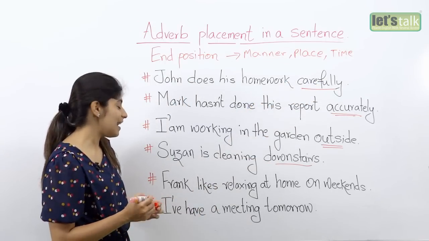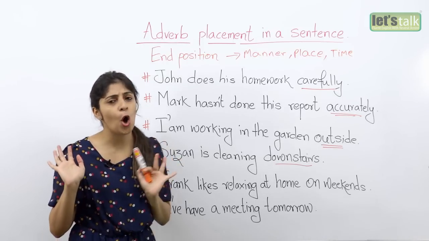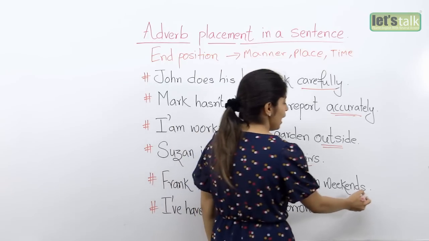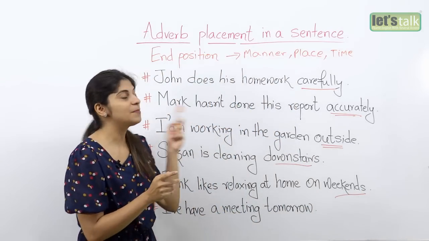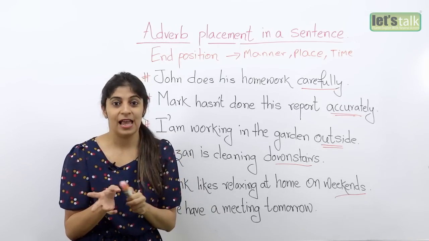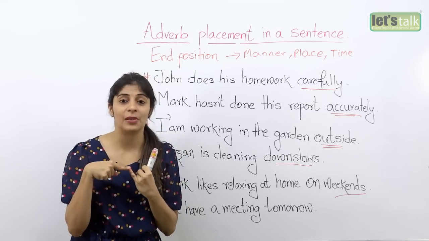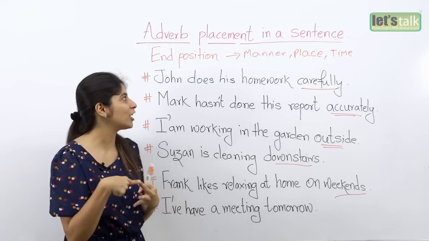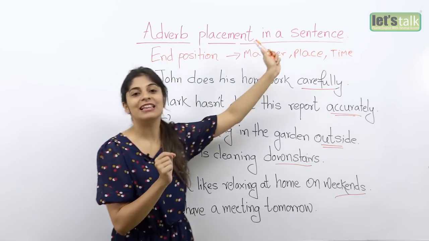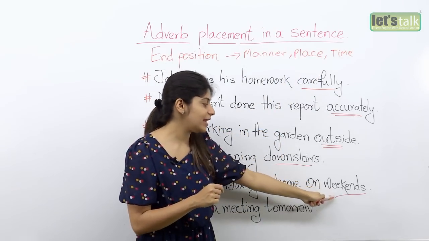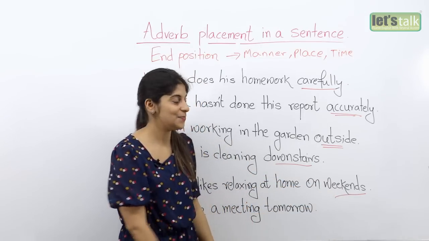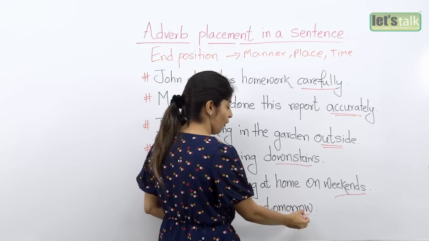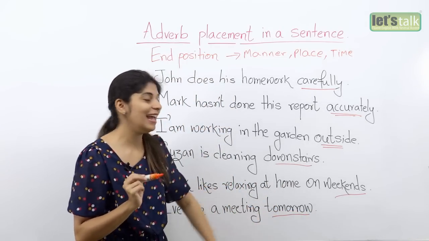Now let's look at another example. Frank likes relaxing at home on weekends. So he likes relaxing at home when? Well, on the weekends. Now remember at the beginning, we learned that the adverbs of time are the most flexible adverbs. They can be placed in the initial position, or in the middle position, or the end position. Here we are talking about the end position, and we are talking about the adverbs of time. Here, weekends is your adverb of time, which is placed at the end of a sentence. Next one, I have a meeting tomorrow. So when do you have a meeting? Well, you have a meeting tomorrow. So tomorrow is your adverb of time, which is placed at the end of a sentence.